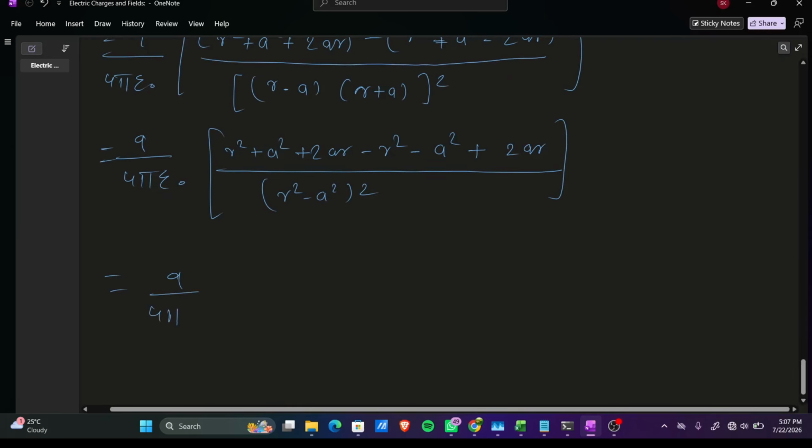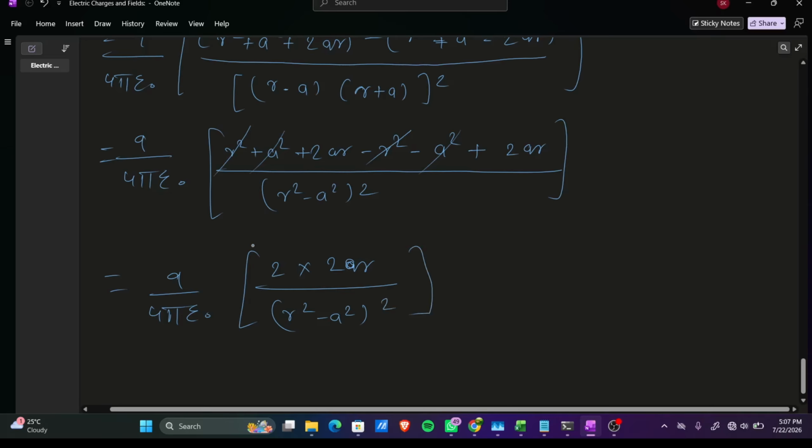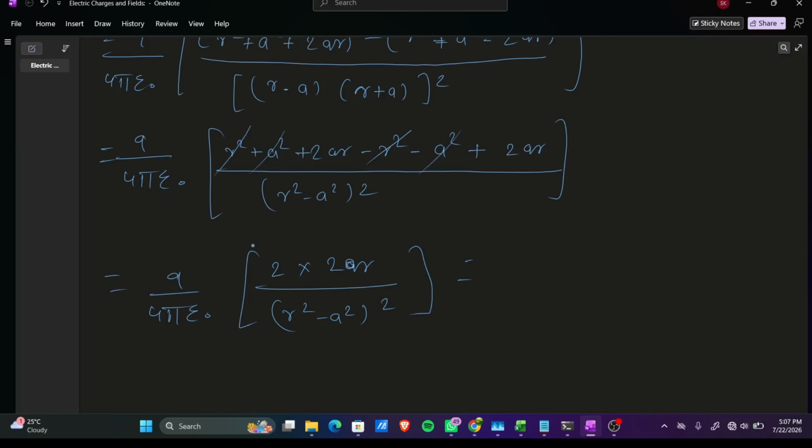Now q upon 4 pi epsilon naught is there. Simply this will get cancelled out, this will get cancelled out, and 2ar divided by (r square minus a square) whole square. Okay, fine. So there is one concept that we have learned, which is dipole moment, electric dipole moment, and electric dipole moment is P, and the formula of this P will be q into 2a. Okay, we discussed this already in the previous lectures.